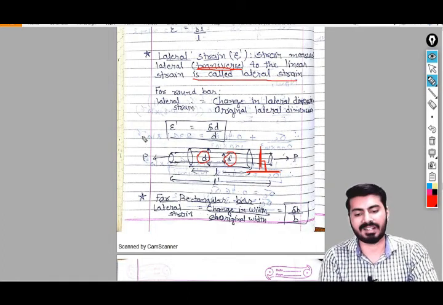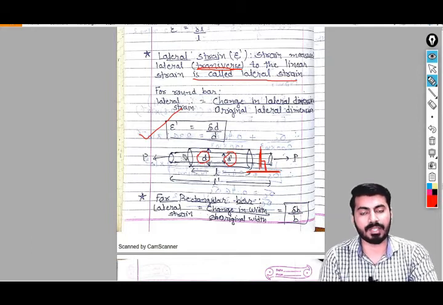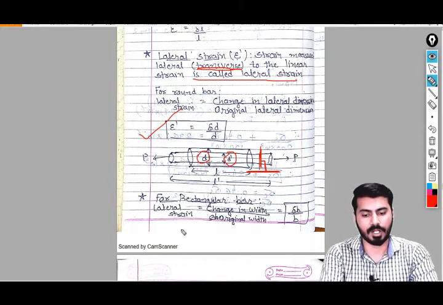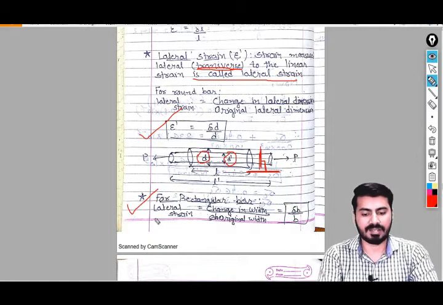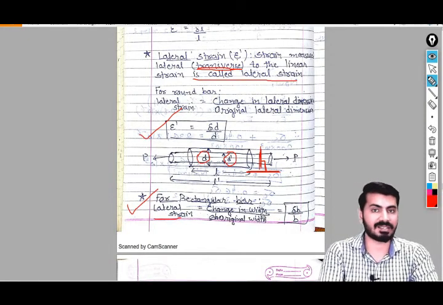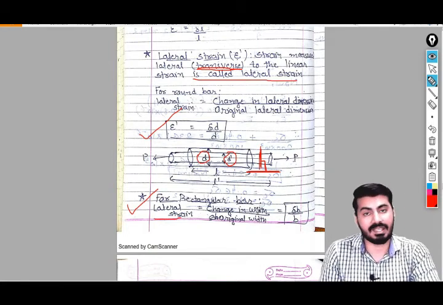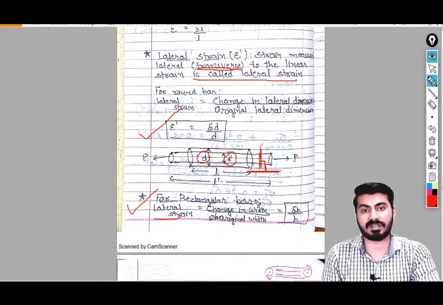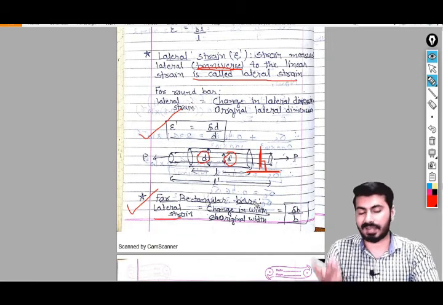So this is another type of strain which we will be using for the calculation of the examples. For a rectangular bar, lateral strain can be denoted as delta B by B, as well as delta D by D, whatever the dimensions in the lateral direction or the transverse direction.